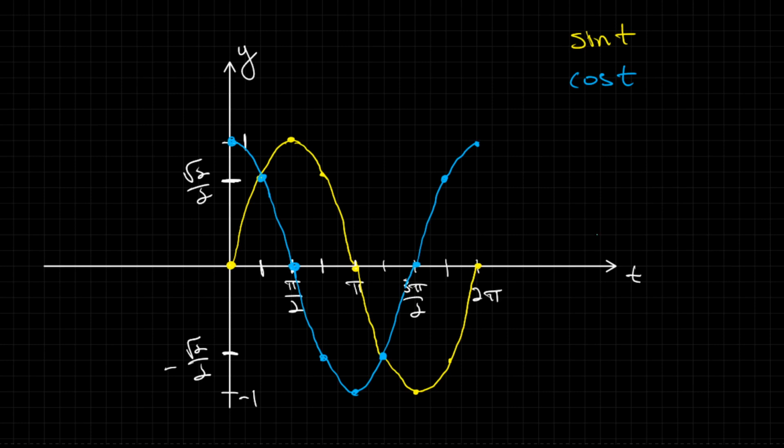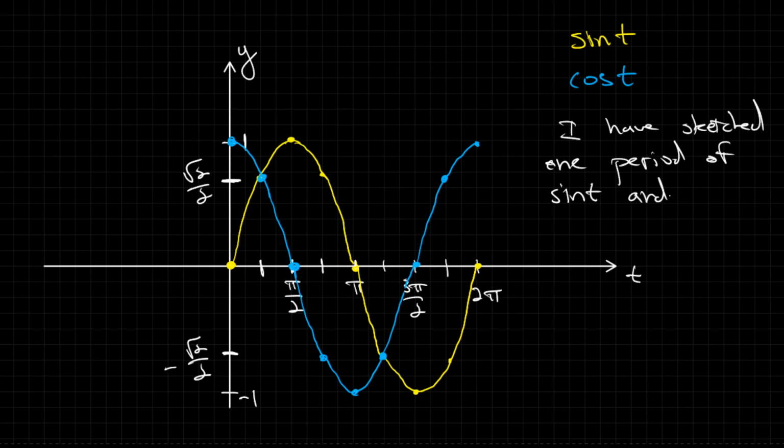What I've done here is I've sketched one period. So let's go ahead and write that. I have sketched one period of sine of t and cosine t. And remember, the period of sine of t and cosine of t, that's equal to 2 pi. So what I'm saying is that I've sketched part of the graph where this length here is 2 pi. So this visually describes what the period of a function is.